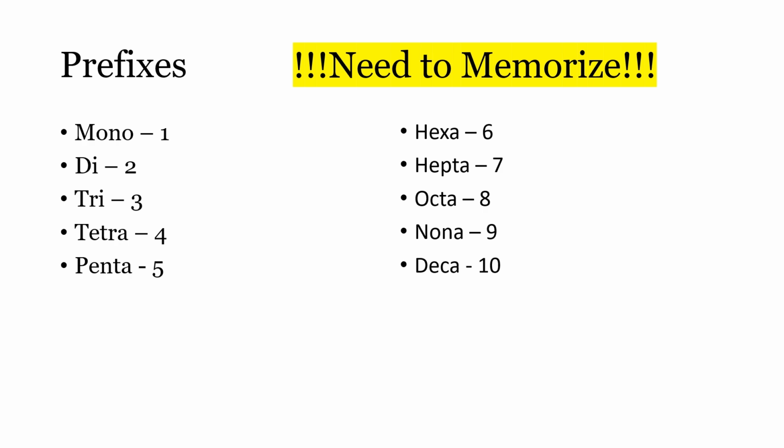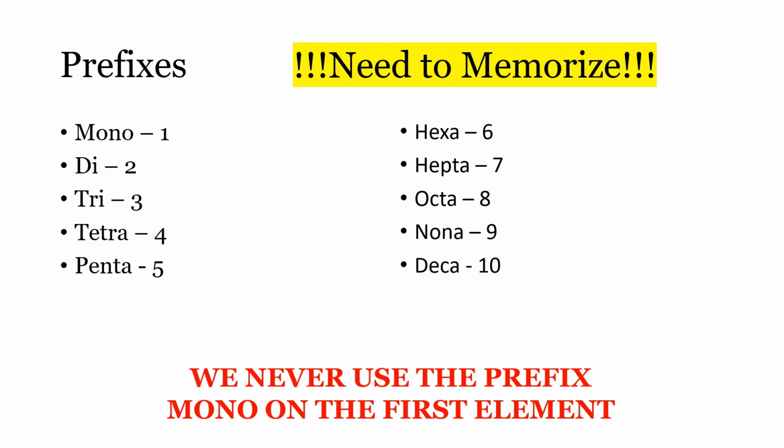So, our prefixes that we are going to be able to use, we have mono for 1, di for 2, tri for 3, tetra for 4, penta for 5, hexa for 6, hepta for 7, octa for 8, nona for 9, and deca for 10. Now, when we are looking at our different prefixes, we do need to have these memorized so that we are able to use them consistently throughout this unit. Now, one of the big things to note is that we are never going to use the prefix mono on the first element.